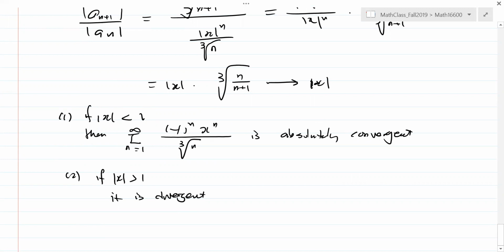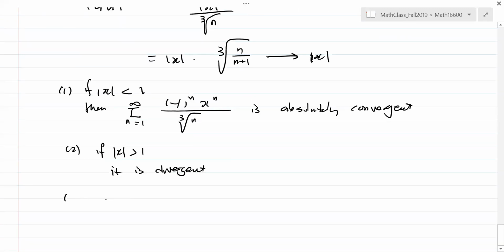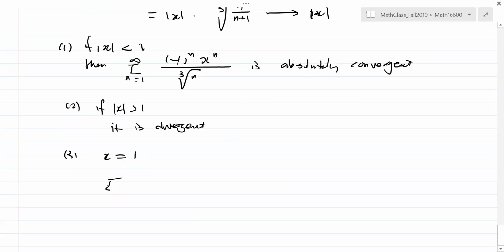How about the boundary, the endpoints of the interval? We need to pay attention to that. So, case by case. When x equals 1, the series becomes the sum of negative 1 to the n over the third root of n. I think it's convergent. It's obvious. It's convergent, but it's not absolutely convergent. It's only conditionally convergent. If we remove the negative sign, it is divergent.